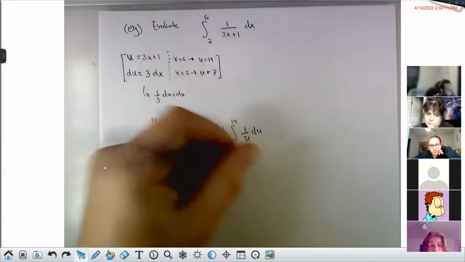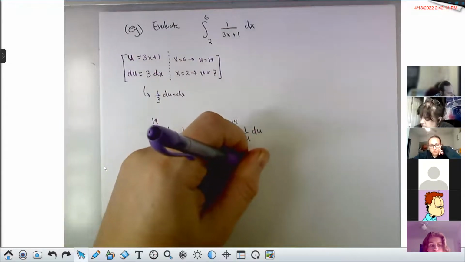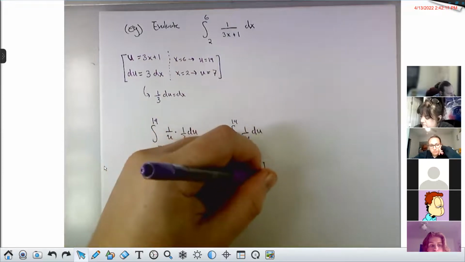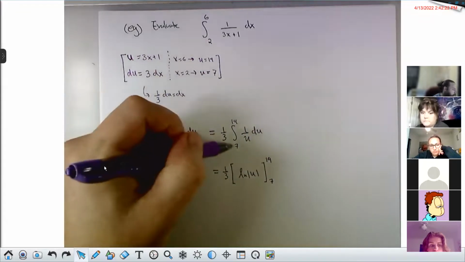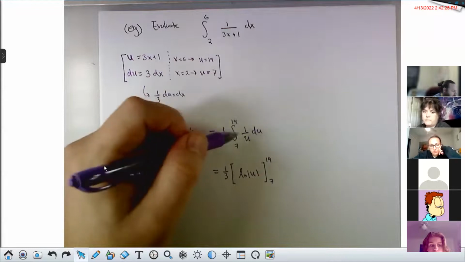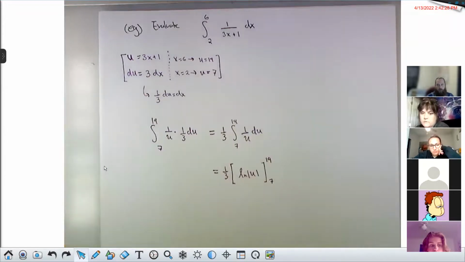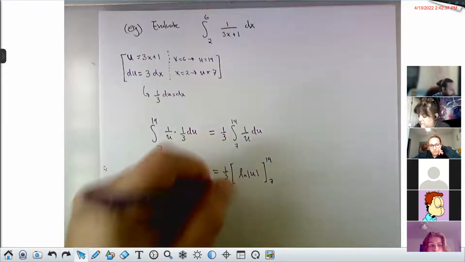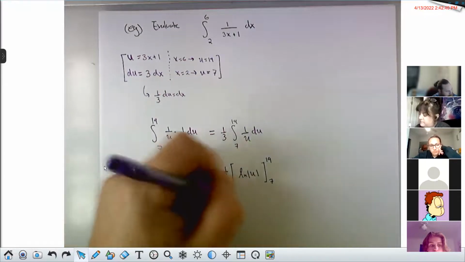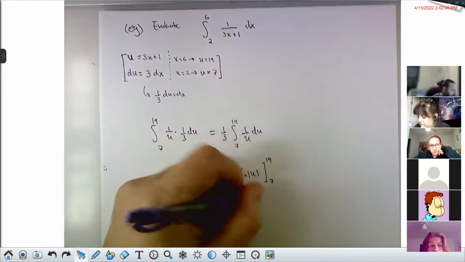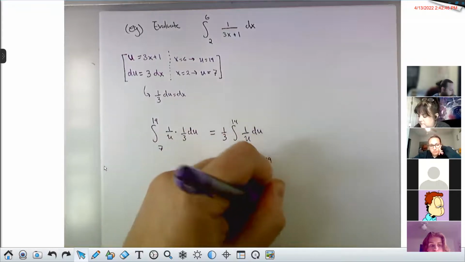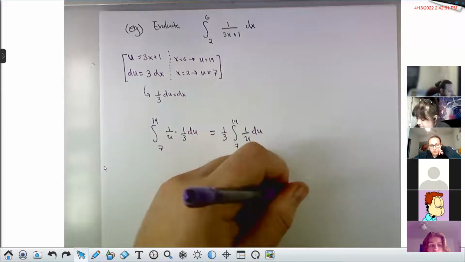ln of u. Yeah. If we're being careful, we should put absolute values here. But that's correct. It's the natural log of u, or the natural log of the absolute value of u. If this was going from -7 to -19, I could still do all of this, and there I would really need the absolute values because the natural log isn't defined when you plug in negatives. But this works. And then we'll have the natural log of the absolute value of 19 is just 19. So we'll have natural log 19 minus similarly natural log of 7.